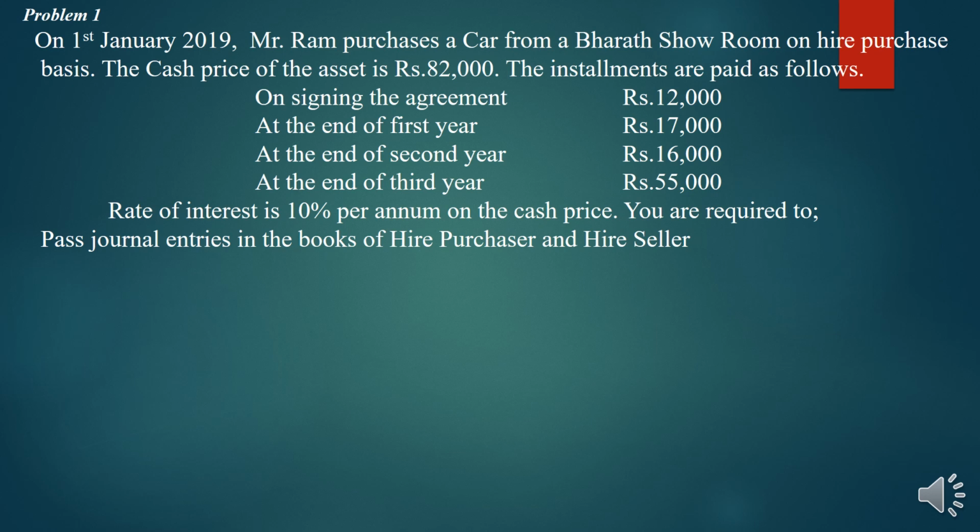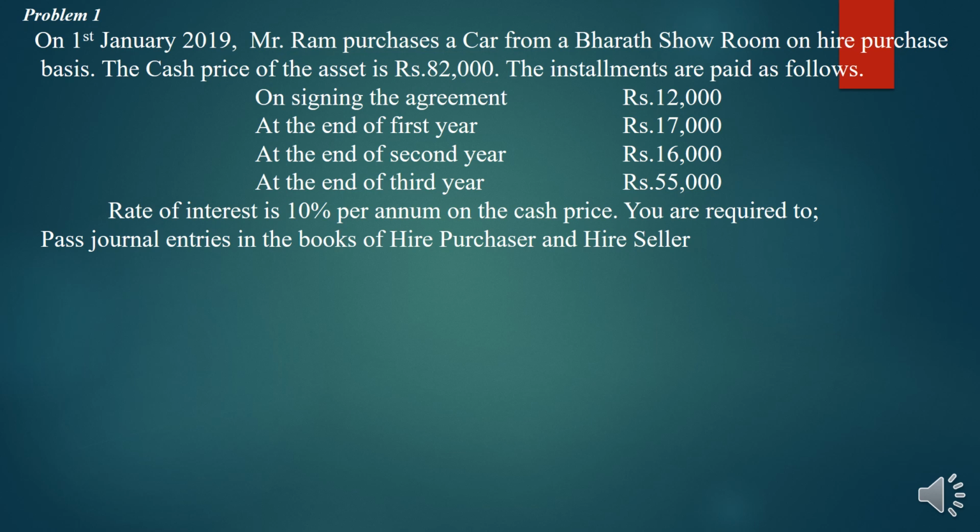This is the problem. On 1st January 2019, Mr. Ram purchases a car from Bharat showroom on hire purchase basis. The cash price of the asset is 82,000. Installments are paid as follows. Down payment is rupees 12,000, paid on signing the agreement. At the end of the first year 17,000, at the end of the second year 16,000, at the end of the third year 55,000. Rate of interest is 10% per annum on the cash price. You are required to pass the journal entries in the books of hire purchaser and hire seller.